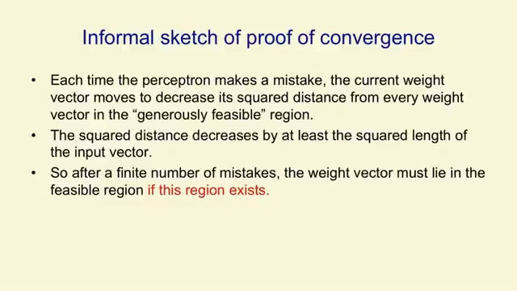Notice it doesn't have to lie in the generously feasible region, but it has to at least get into the feasible region to stop it making mistakes. And that's it. That's our informal sketch of a proof that the perceptron convergence procedure works. But notice, it all depends on the assumption that there is a generously feasible weight vector. And if there is no such vector, the whole proof falls apart.